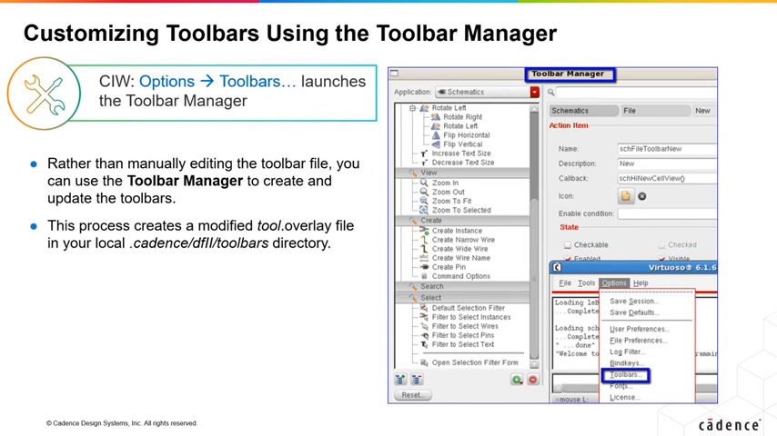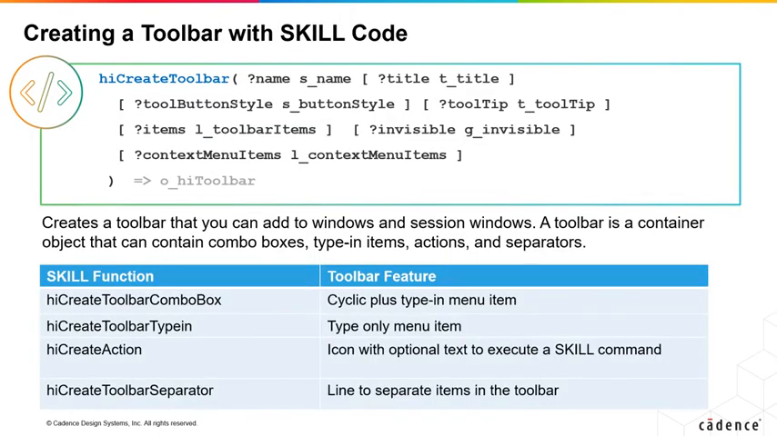So that's a very powerful feature for sharing or reuse of existing toolbars. So you can customize toolbars using the Toolbar Manager. So rather than manually editing the toolbar file, you can use this Toolbar Manager to create and update the toolbars. The process of using the Toolbar Manager creates a modified toolname.overlay file in your local .cadence/df2/toolbars directory. Now another option other than modifying the definition file, which works well for individual users, or if you were going to do it site-wide, would be to have an application that could modify the toolbars with SKILL code.